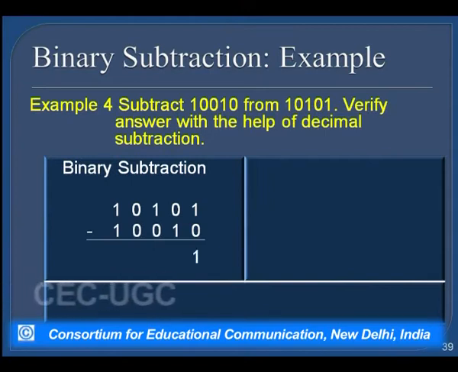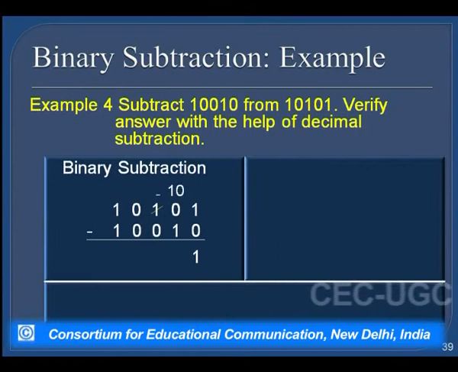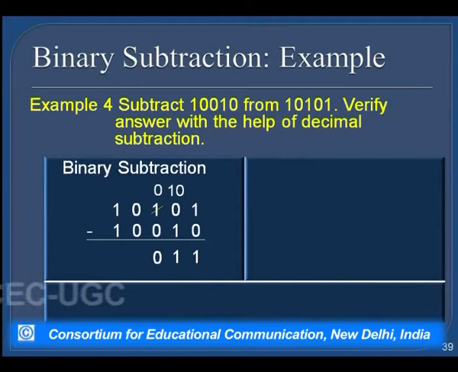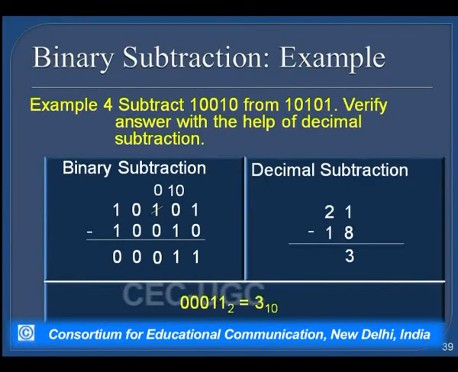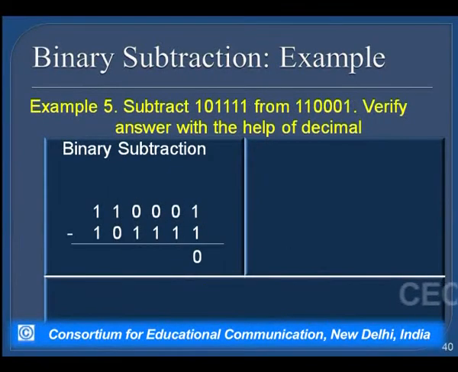So, 1 minus 0 is 1, and again for the next we have to borrow. So, we borrow, and this becomes 0. So, 10 minus 1 is 1, 0 minus 0 is 0, and then again we have all zeros. So, this is a simple subtraction. Now, this one is a long borrow. So, let us see this.